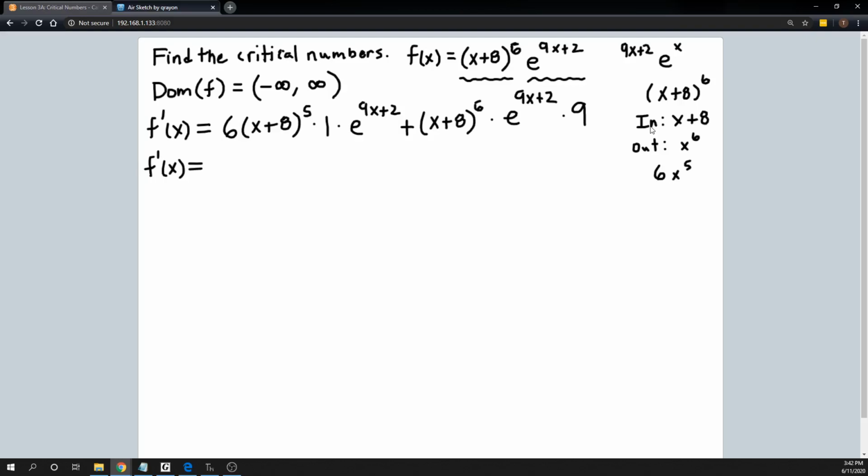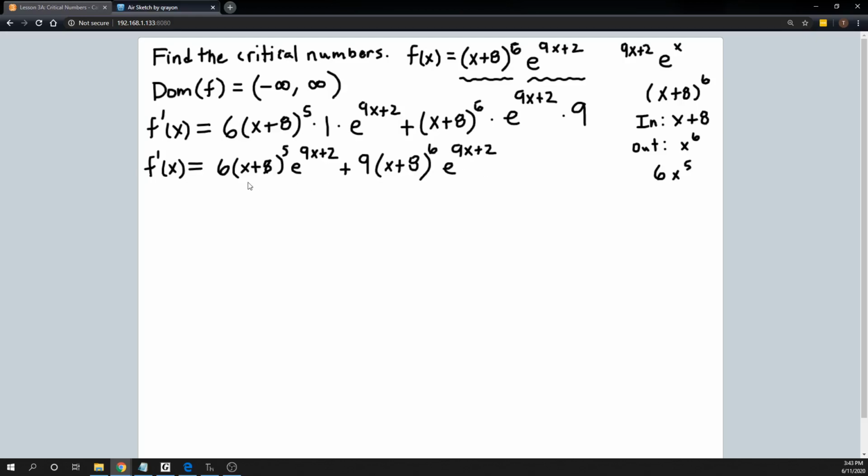Okay, so I'm just going to do some very basic algebra here. In fact, it really doesn't amount to anything but just cleaning this up slightly. Oops, I wrote a 5 there instead of an 8. Okay, so I have 6x plus 8 to the 5th times e to the 9x plus 2, and I just really brought this 9 over here.